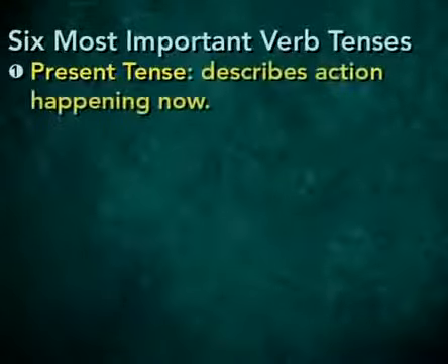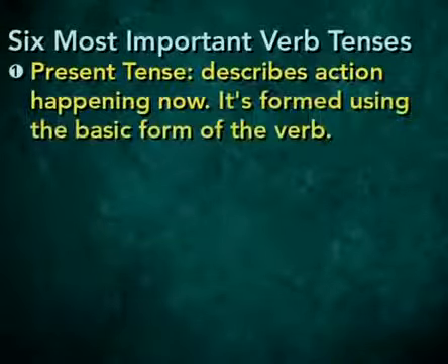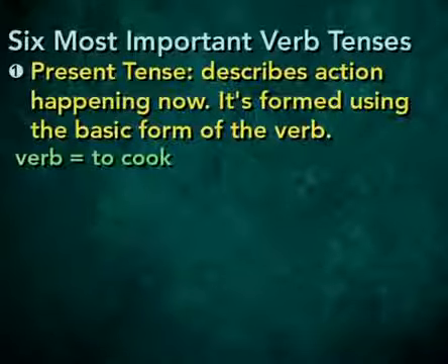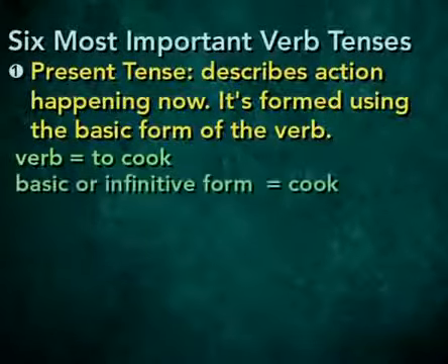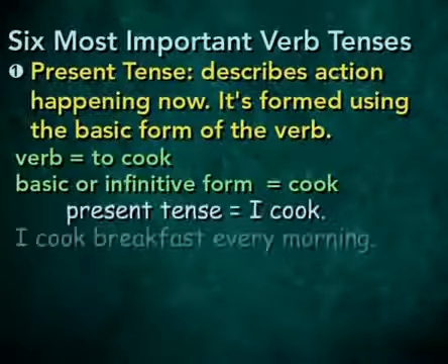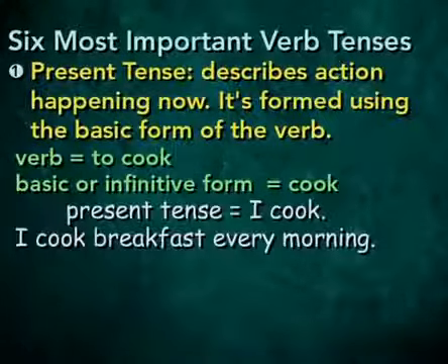The present tense is used to describe action that's happening now. It's formed using the basic form of the verb. Now, take the verb to cook. Remember, we saw that the basic or infinitive form of the verb is cook. You would use this in creating the present tense of the verb. For example, I cook. I cook breakfast every morning. Describes something that's happening now. Notice that with certain subjects, you add an S to the end of the basic form.